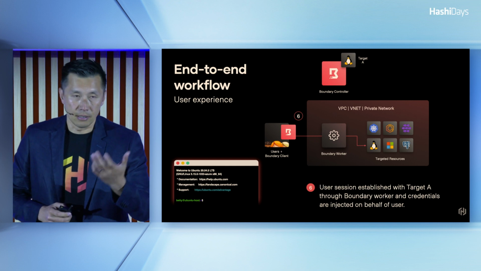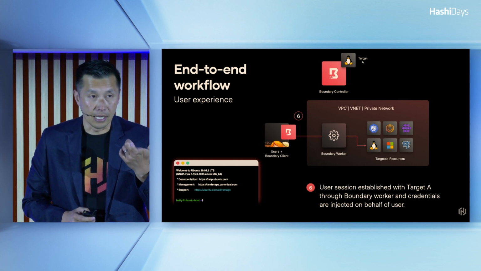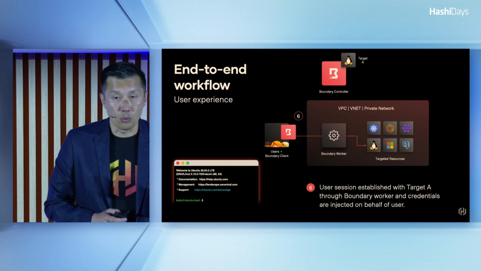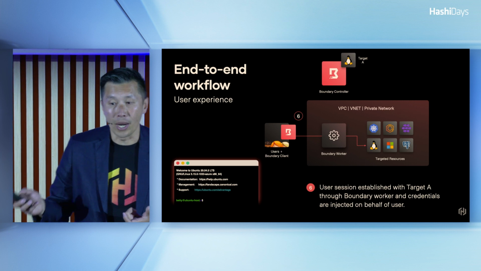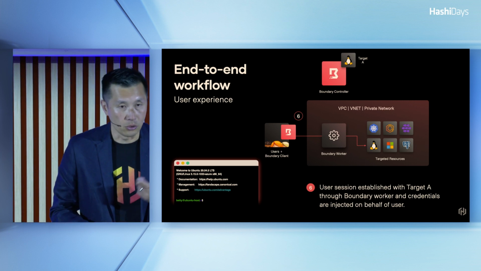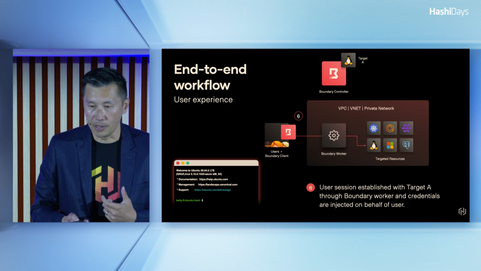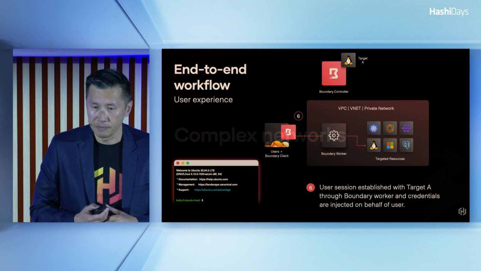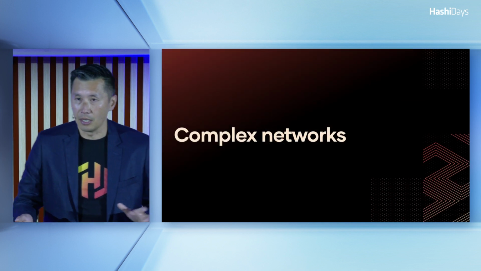In this case, I'm using the terminal. Boundary provides a loopback address with a specific port number, so it can direct them correctly to that target, right? And the user just uses SSH with that port number and that IP address. They get right in, right? Again, no credentials are given out to the user. So that's a pretty simple topology.